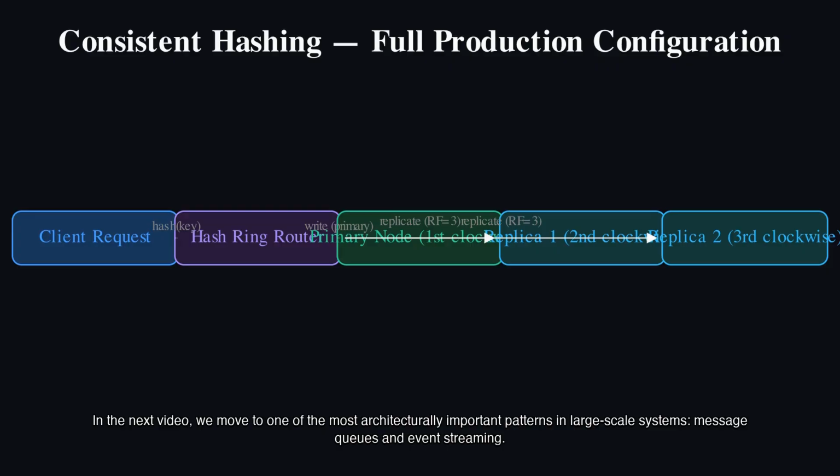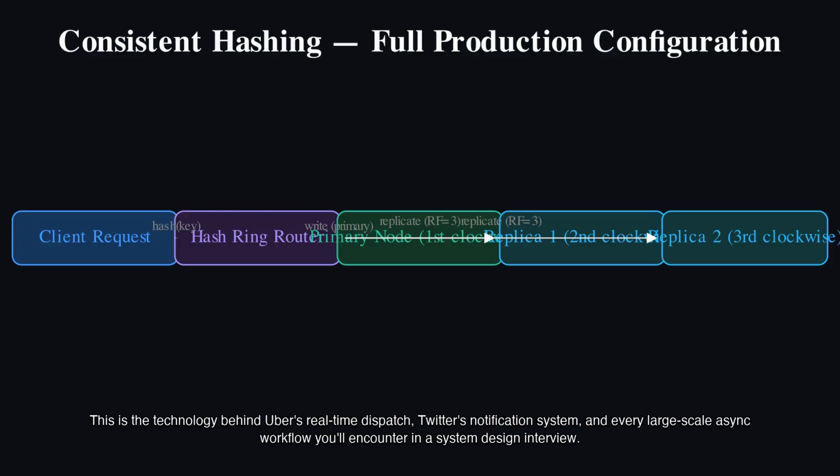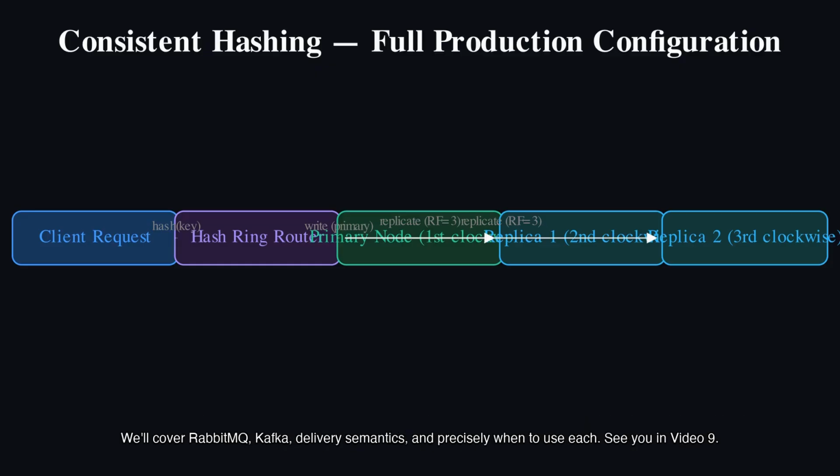In the next video, we move to one of the most architecturally important patterns in large-scale systems, message queues and event streaming. This is the technology behind Uber's real-time dispatch, Twitter's notification system, and every large-scale async workflow you'll encounter in a system design interview. We'll cover RabbitMQ, Kafka, delivery semantics, and precisely when to use each.